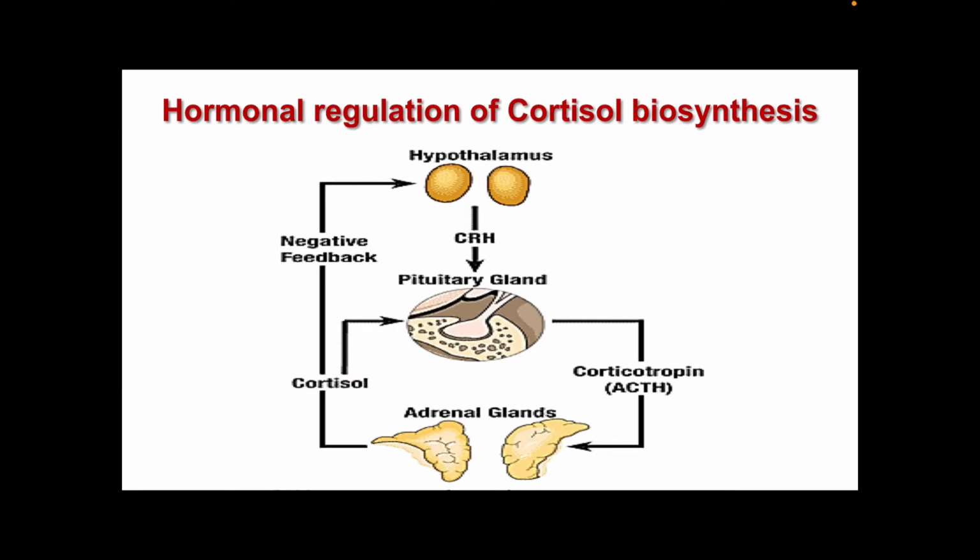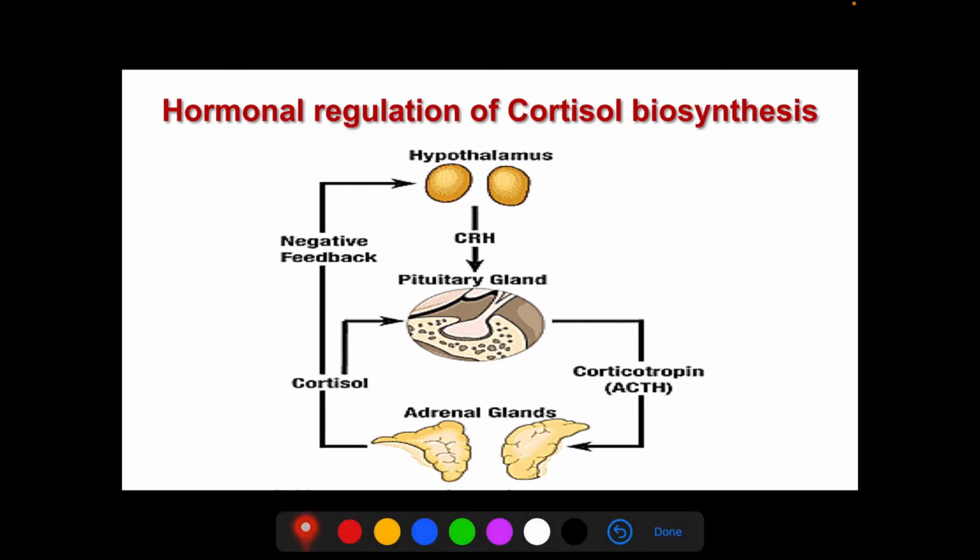Now, one of the things we have to consider in order to understand the function and regulation of this hormone, cortisol, is the feedback mechanism of cortisol. This image shows us the hormonal regulation of cortisol biosynthesis. Remember, we have three different glands here that are interconnected and work hand in hand to maintain the cortisol level in our body. As a result, blood sugar levels and protein and fat metabolism are all regulated. They are the hypothalamus, the pituitary gland, and the adrenal gland.